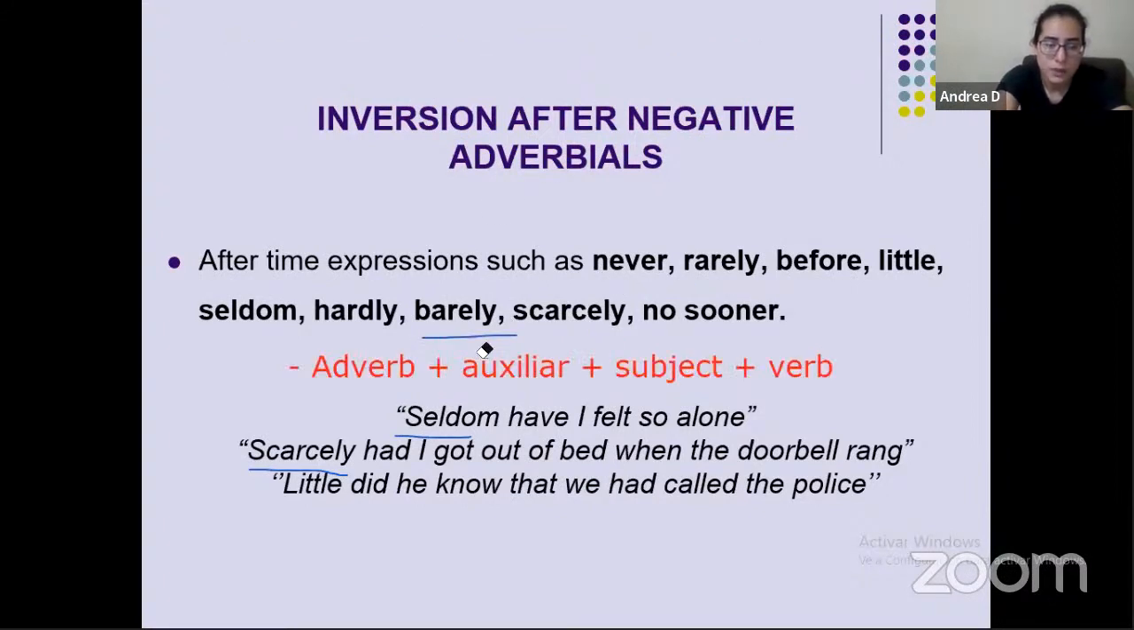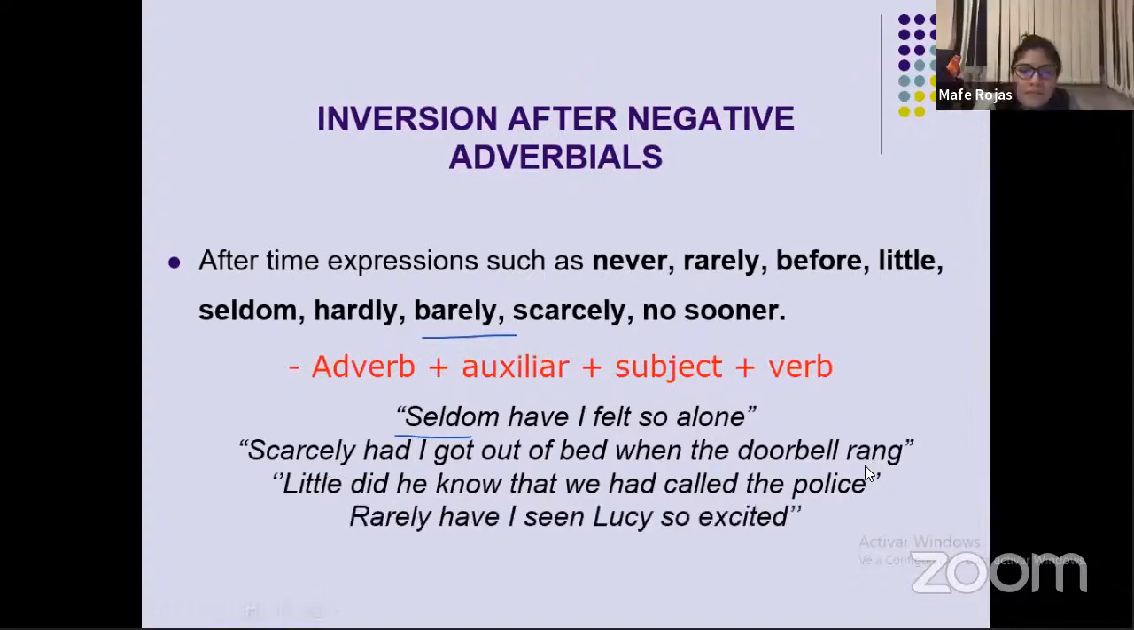Okay. So let's see, there are more. Rarely have I seen Lucy so excited. Rarely have I seen her so excited. I have rarely seen Lucy so excited. The auxiliary is always have? Not necessarily. Like in the third one it's did. Yes, it can be in the simple present as well.